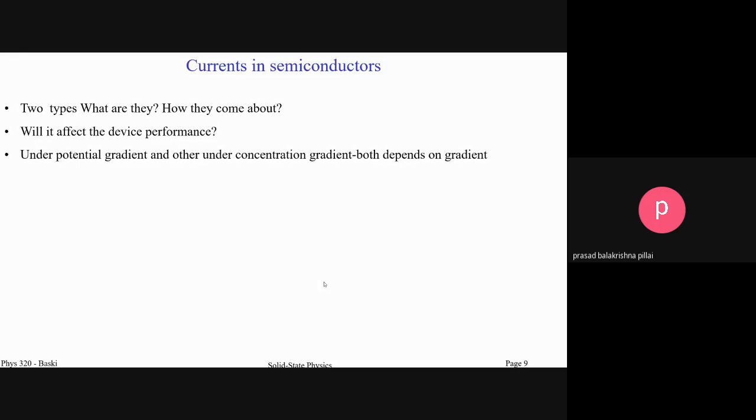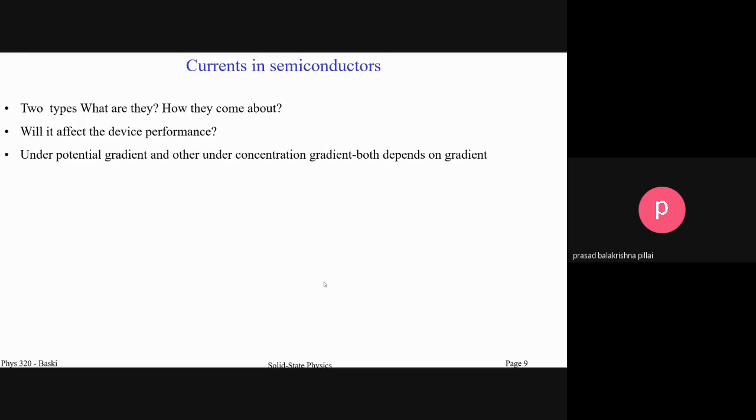Now let us come to the second part. That is one of the major things we were always looking for right from day one. What are the types of current and what are the factors which decide the current? Because ultimately, when you talk of a semiconductor device, I apply a voltage and get the current. So what is the nature of the current with respect to voltage? That is the most important thing.